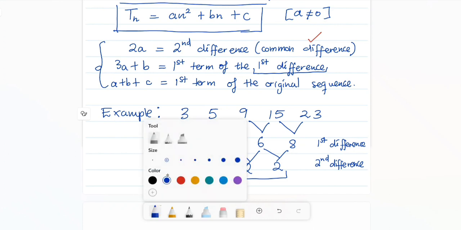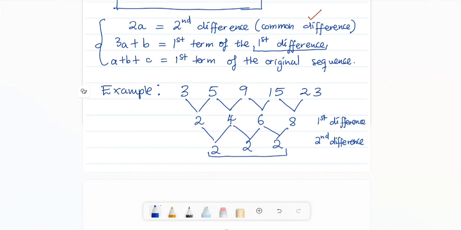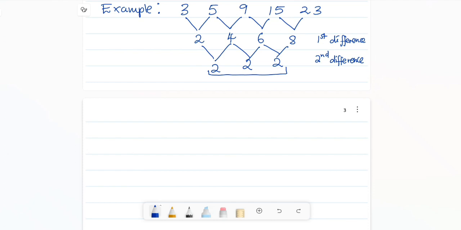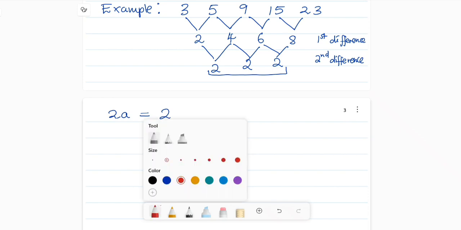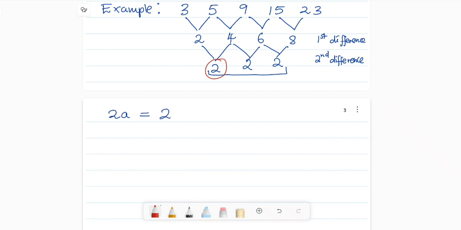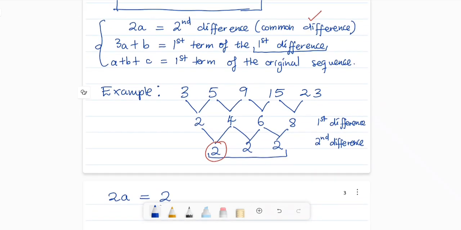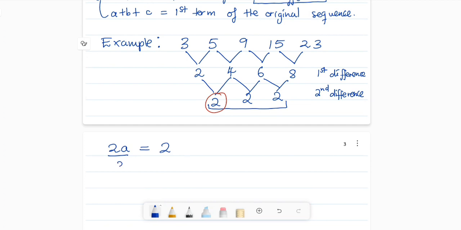So for us to get the value of a, we'll move down to the next page. Right, so we're going to say 2a is equal to 2, which is the first term of the common difference. I'd written the formulas up here that 2a must be equal to the second difference, which is the common difference. So 2a is equal to 2, right? From here we can divide by 2, divide by 2, so a is equal to 1.